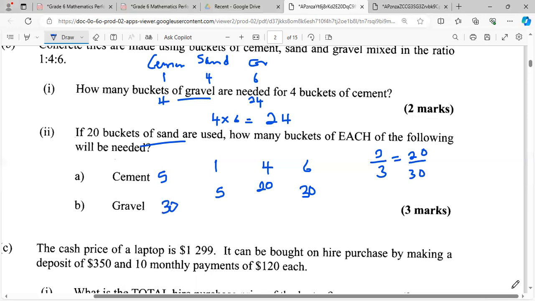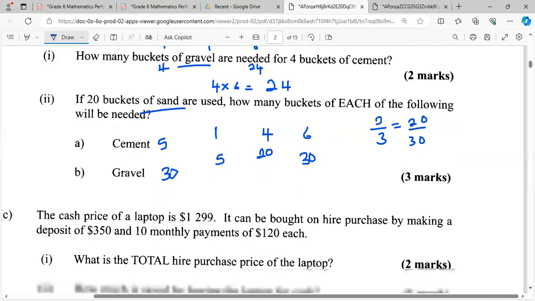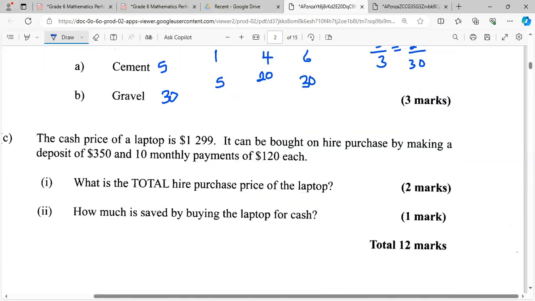Alright, let's look at this one now. It says the cash price of a laptop is $1,299. It can be bought on hire purchase by making a deposit of $350 and 10 monthly payments of $120 each. What is the total hire purchase price? Now this should not be hard if you have chosen this for your SBA topic. So you have $350 plus 10 months of $120. So every month you're going to pay $120, so you just times it by 10, right? So you're going to pay 1,200 plus the 350.